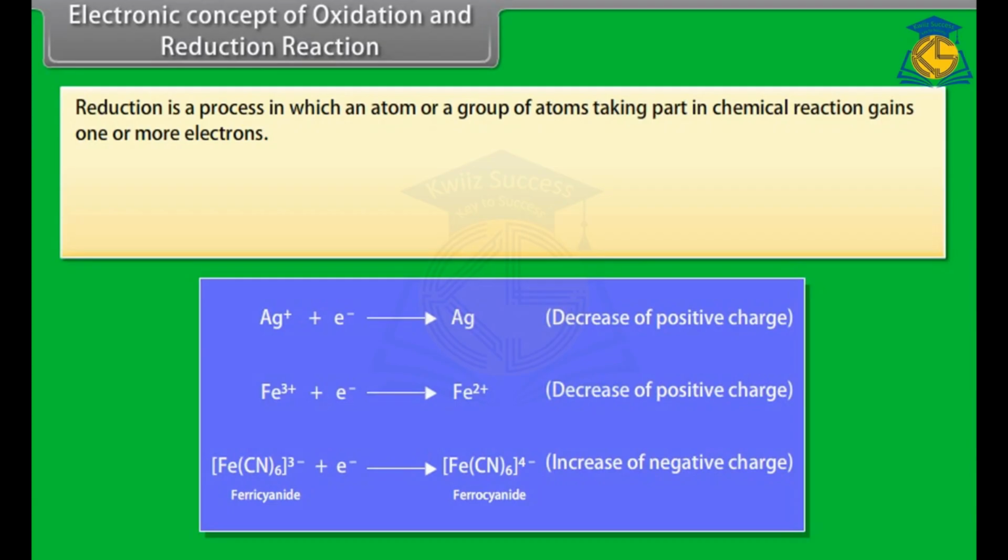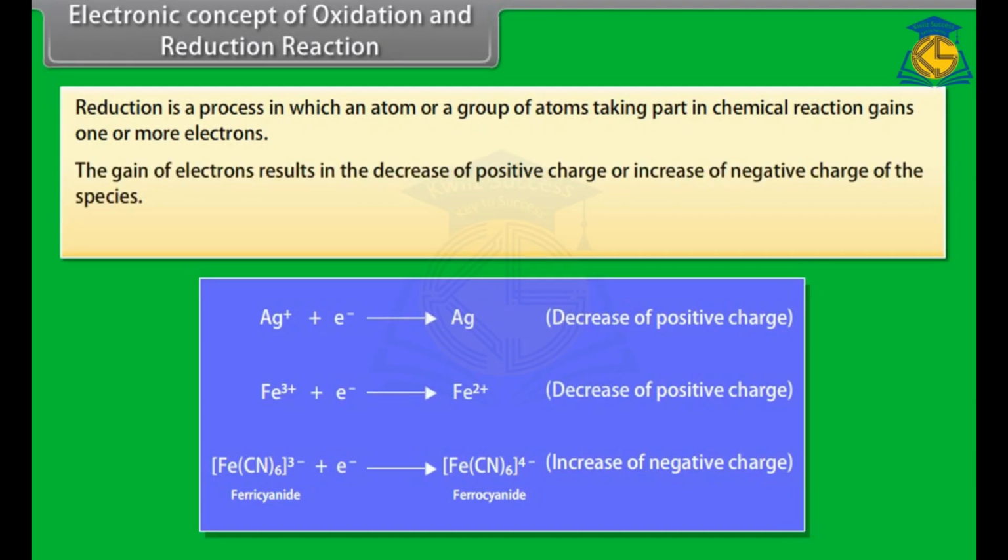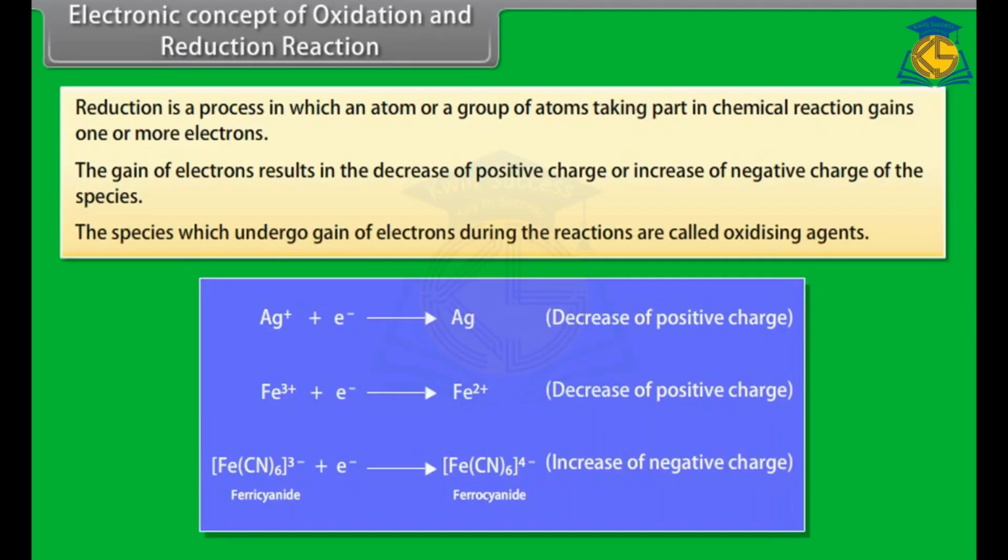Reduction is a process in which an atom or a group of atoms taking part in chemical reaction gains one or more electrons. The gain of electrons results in the decrease of positive charge or increase of negative charge of the species. The species which undergo gain of electrons during the reactions are called oxidizing agents. Ag+, Fe3+, Fe(CN)6 3- are oxidizing agents in these examples.